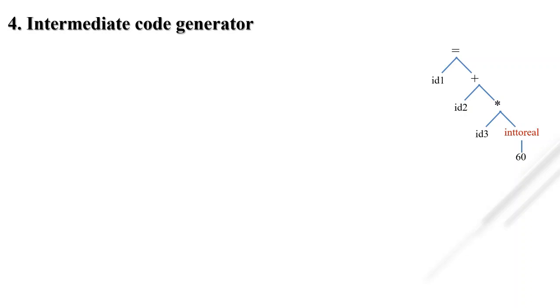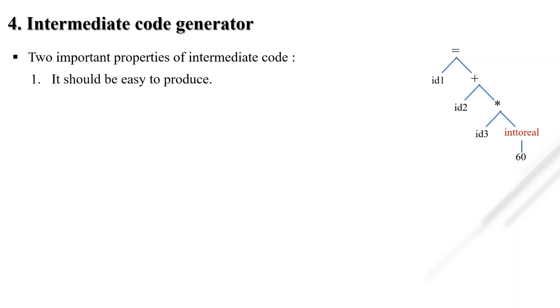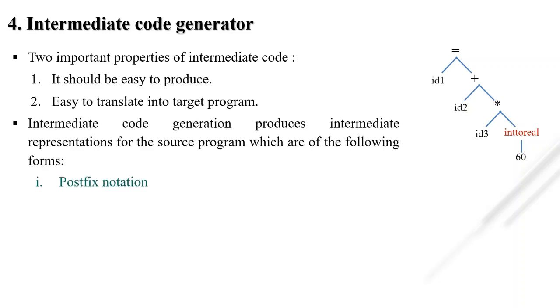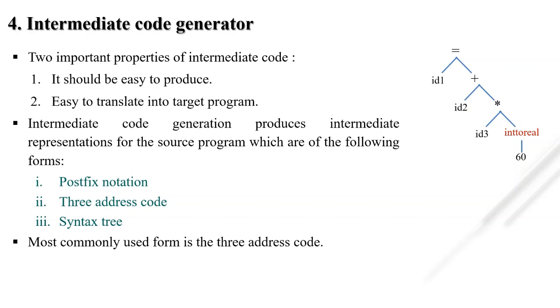Next phase is intermediate code generator. It has two important properties. It is easy to produce the intermediate code and easy to translate into the target program. This intermediate code has three forms. First one is postfix notation, three address code, and syntax tree. But the most common form is three address code. So we generate intermediate code in the form of three address code.